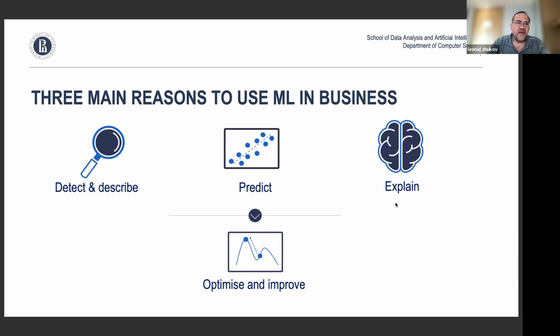But in any case, whether you're detecting and describing, predicting, or explaining, this is all great, except business is really about making money. And to make money, you need to optimize and improve. All these methods are used to try to optimize and improve performance, because that's the actual goal of pretty much any of those things. Without this last step of optimizing and improving, that's just an exercise.